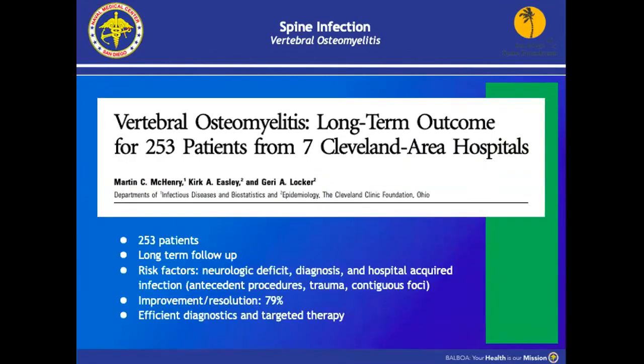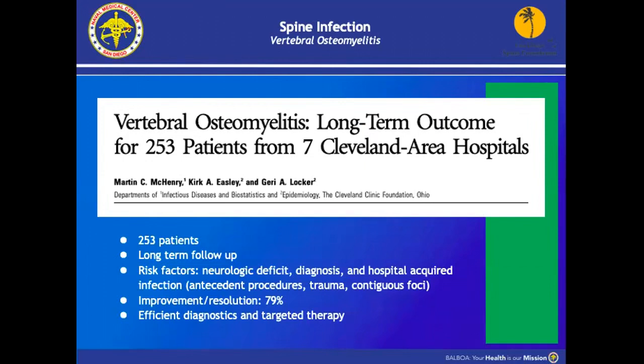We're nearing the end of the vertebral portion. This is a retrospective review back in 2002 out of Cleveland Clinic. They looked at 253 patients with osteo. They found that the primary adverse outcomes, just looking at long-term how these patients do, were death in about 11%, so expected, and residual disability in over a third, which is not insignificant.